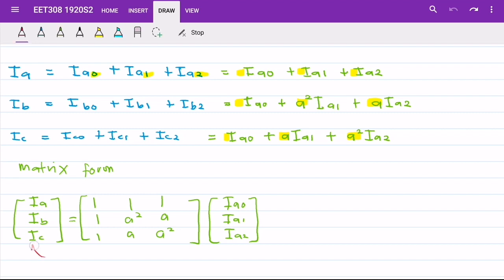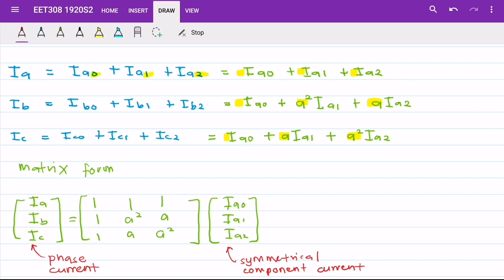This part we call the phase current, and this one is the symmetrical component current. So in order to determine the phase current, if we are given the symmetrical component current, we can use this matrix form to calculate or to identify the phase currents for IA, IB and IC.